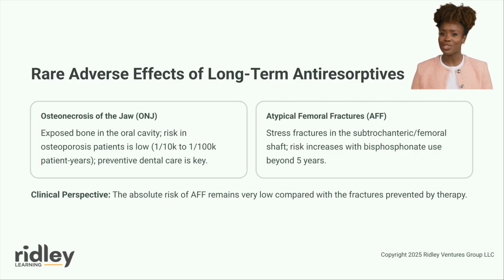Atypical femoral fractures are stress fractures occurring in the subtrochanteric or femoral shaft region with characteristic transverse or short oblique configuration. They are often preceded by prodromal thigh or groin pain. The risk increases with duration of bisphosphonate therapy, estimated at approximately 1 to 10 per 10,000 patient years with extended use beyond 5 years. The absolute risk of atypical femoral fractures remains low compared with the fractures prevented by anti-resorptive therapy. However, awareness of prodromal symptoms and consideration of drug holidays in appropriate patients can mitigate this risk.